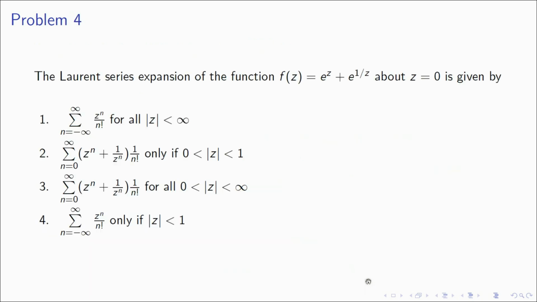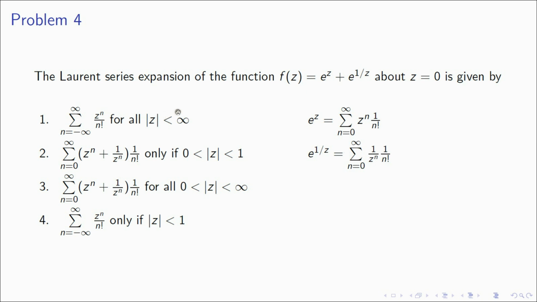Okay, so now we move on to the next problem. It says the Laurent series expansion of the function f(z) equal to e to the power z plus e to the power 1 over z about z equal to 0 is given by what? So e to the power z, you can write as the summation of z to the power n by n factorial, and similarly e to the power 1 by z, you can write as the summation of 1 by z to the power n by n factorial.